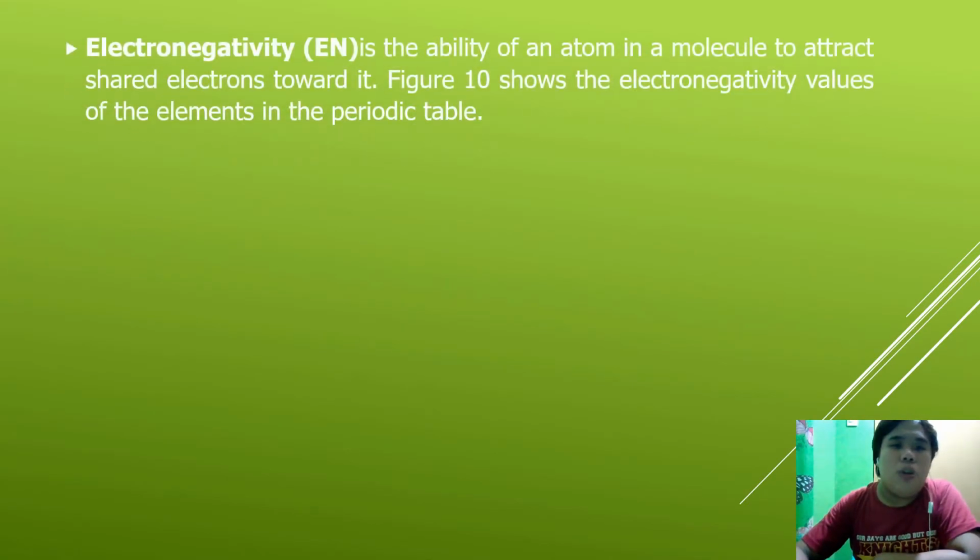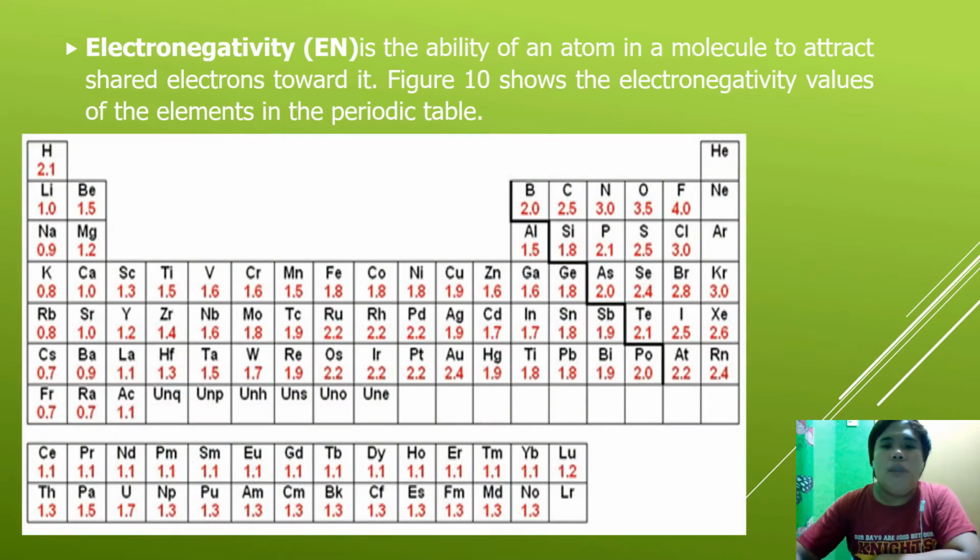We have here electronegativity, which is the ability of an atom in a molecule to attract shared electrons toward it. Figure 10 shows the electronegativity values of the elements in the periodic table. You need to subtract these values to get the electronegativity difference to determine the type of bond possessed by each compound. Then if you get a range, you can determine what type of bond it is.